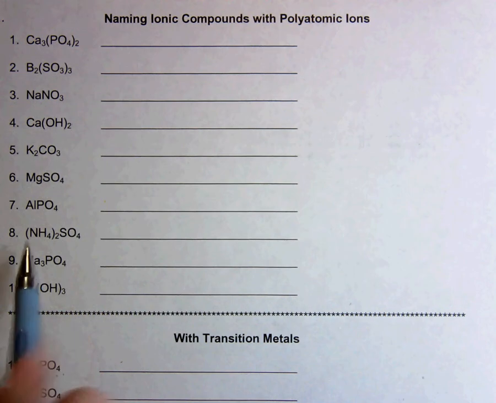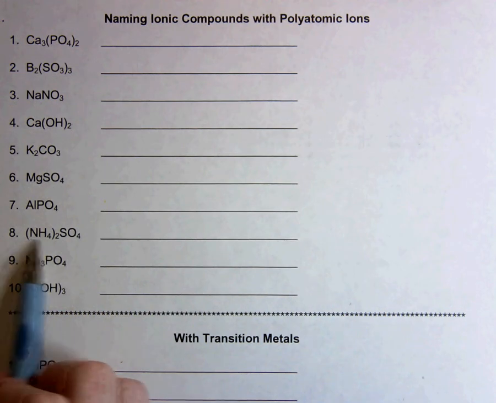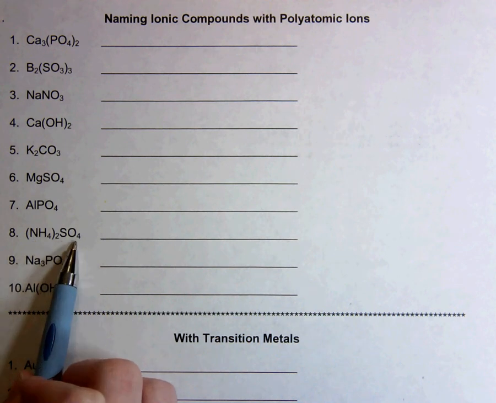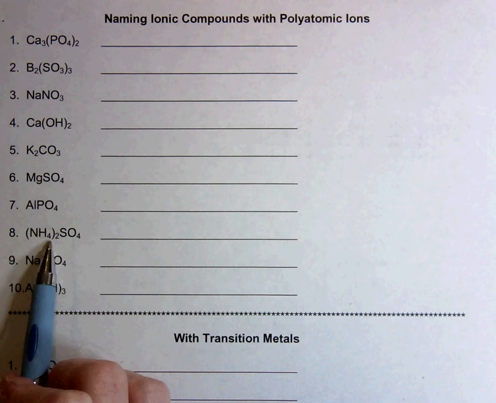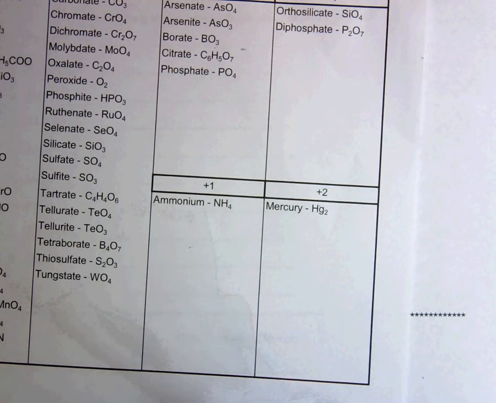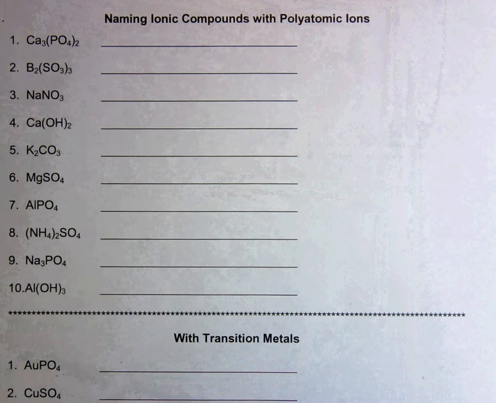Then if you look here, you'll see NH4 is in parentheses, so this is also a polyatomic ion. Usually the polyatomic ions are only at the end, but there are a few exceptions, not very many. NH4, which is ammonium, is one of the exceptions to that rule.